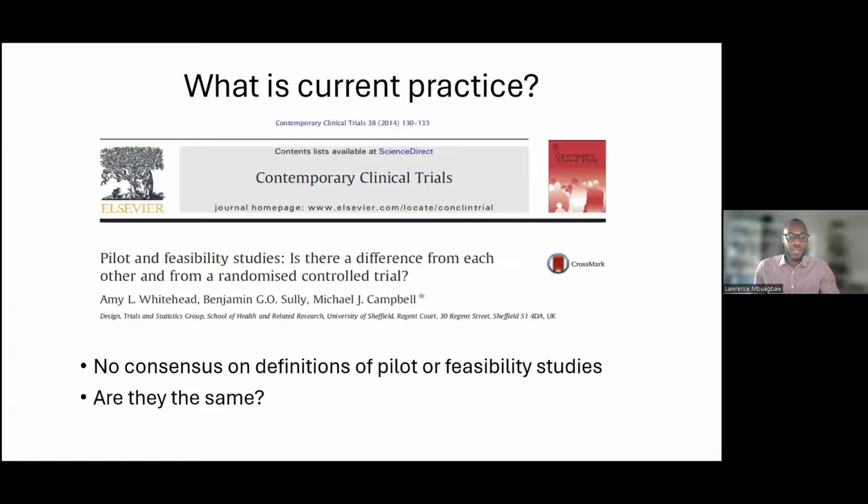So if we go back into what current practice is, a lot of different studies have been conducted on the lay of the land for pilot studies. And one of the things which they found is that there is no consensus on the definition of pilot studies as used in journals, and it's unclear whether a pilot study and a feasibility study is the same.